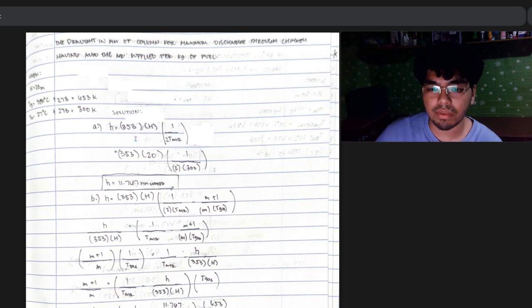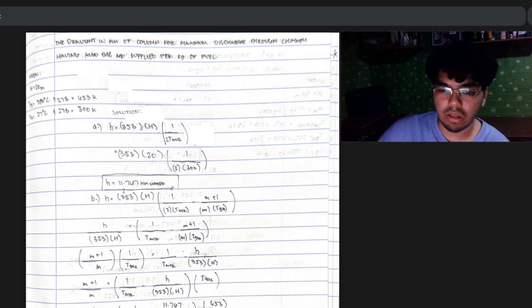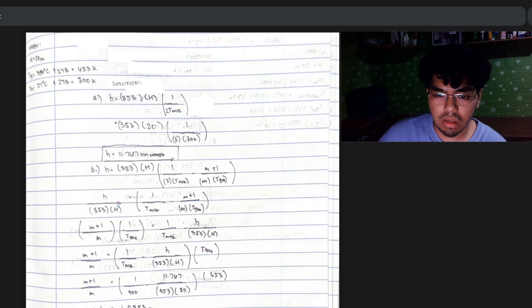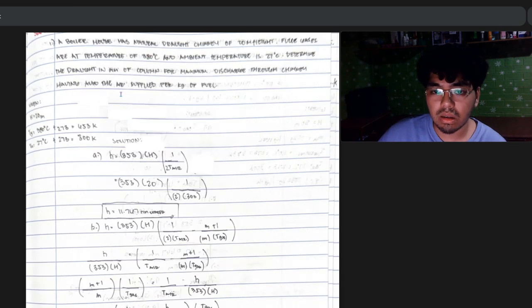So H is equal to 353 times height times 1 over 2 T air. Substitute: 353 times 20 times 1 over 2 times 300. So H is equivalent to 11.767 millimeter of water. And next, letter B, what we are looking for is the air supplied per kilogram of fuel.